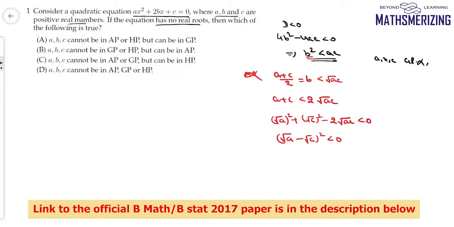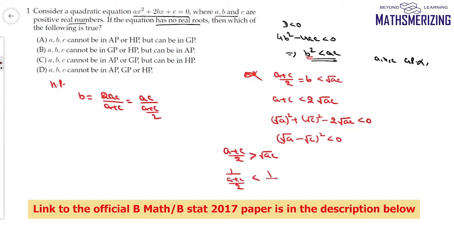Now what about HP? We know that condition of HP is b should be twice ac upon a plus c, and I can write it as ac upon (a plus c) by 2. Now we know that AM is greater than GM, so I can write (a plus c) by 2 is greater than under root of ac, or I can say 1 upon (a plus c) by 2 is less than 1 upon under root ac. So if I multiply it with ac on both sides, then I can write ac upon (a plus c) by 2 is less than under root of ac.